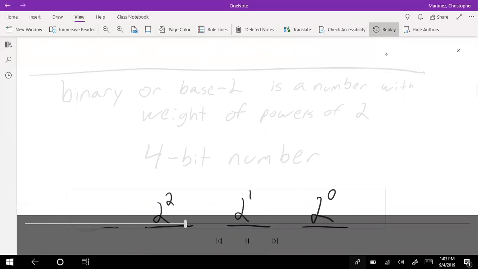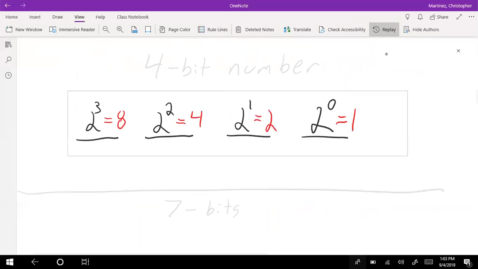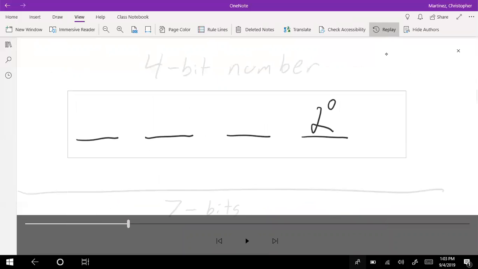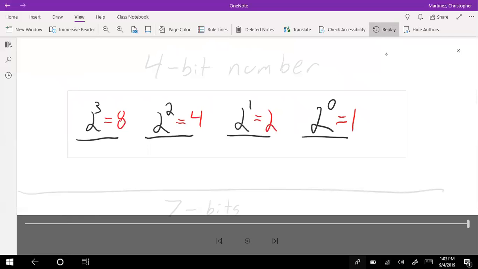oh, that's too far down. You see we have 2 to the 0 as the first item, 2 to the 1, 2 to the 2, and 2 to the 3. Well, what are those powers of 2? Well, that's 1, 2, 4, and 8. So we can say in this 4-bit number, we have a 1 spot, a 2 spot, a 4 spot, and an 8 spot.